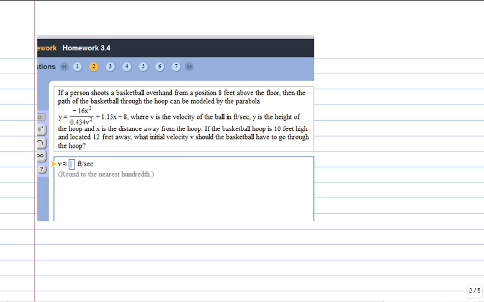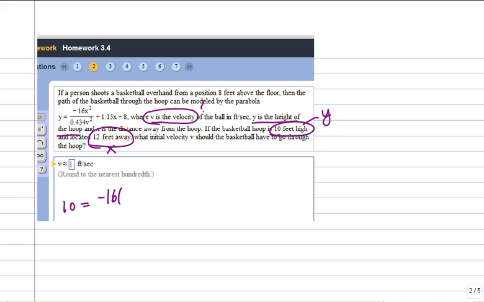Okay, so let's think about this problem. We need to plug in some things so that we only have one unknown, right? So what do we know here? V is a velocity, which we're trying to find, right? We don't know what v is. But we do know the hoop is 10 feet high. So y is the height of the hoop. So in place of y, we're going to put 10. What is x? X is the distance away from the hoop. So we were told that we are 12 feet away. So the value of x is going to be 12. So y is 10 and x is 12.